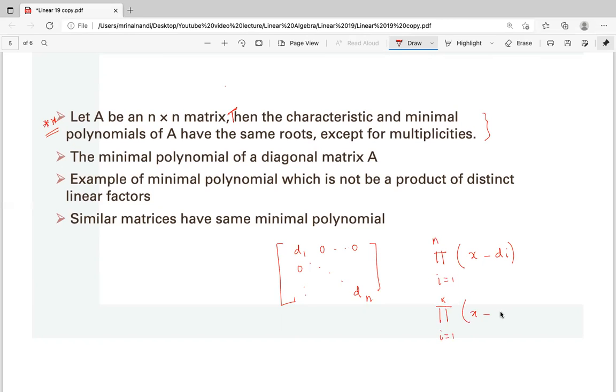Should I say d_i? It should not be d_i. It is d_i dash, where the set d_i dash, i equal to 1 to k, are the distinct diagonal elements. So that means the minimal polynomial is just the product of some distinct linear factors.